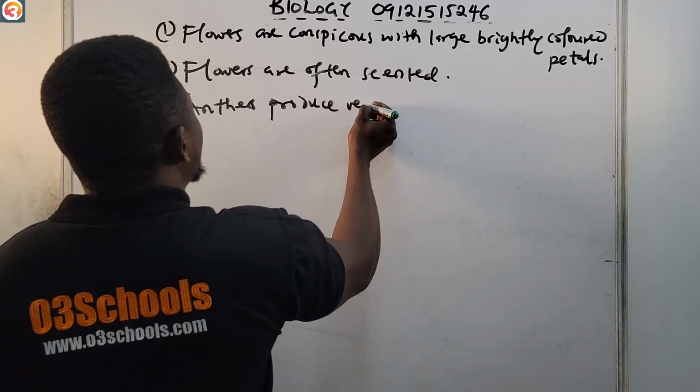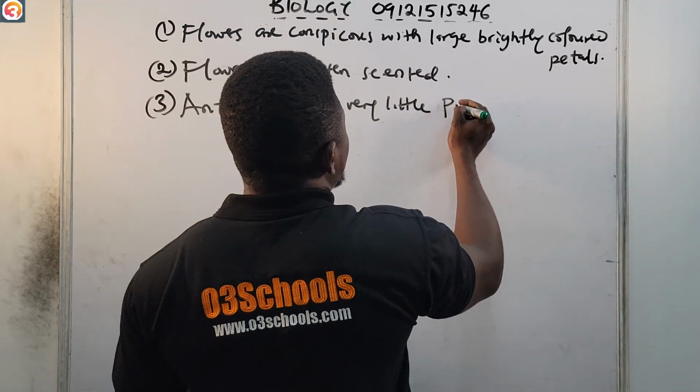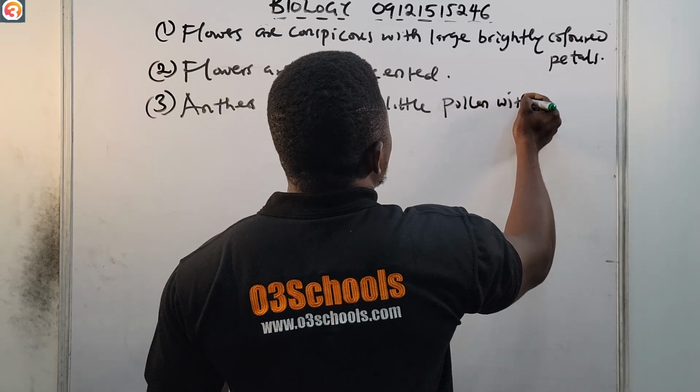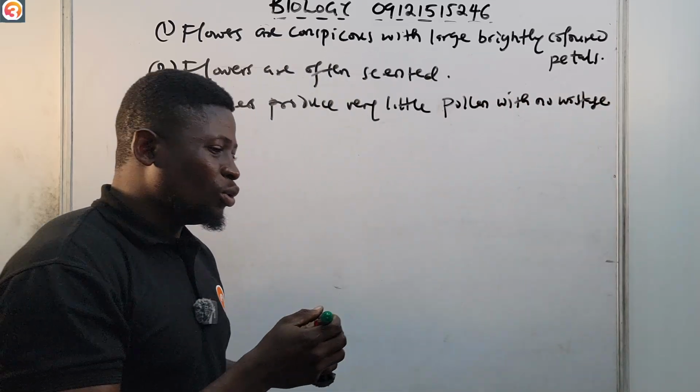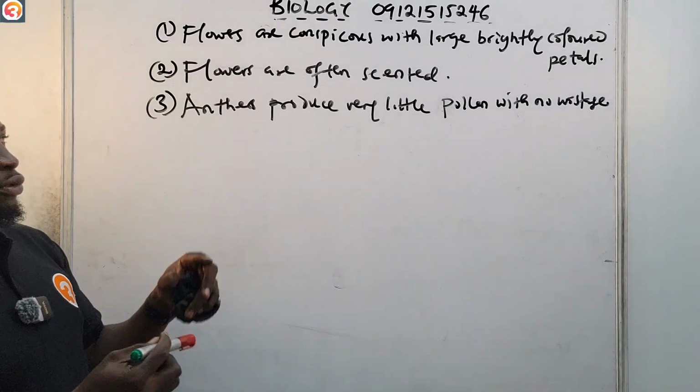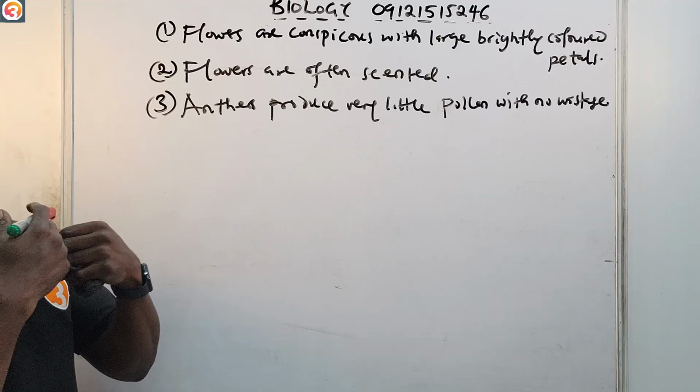Then number 3, anthers produce very little pollen, with little or no wastage at all. So anthers will produce very little pollen. They don't produce it in large quantity so that wind can carry some.